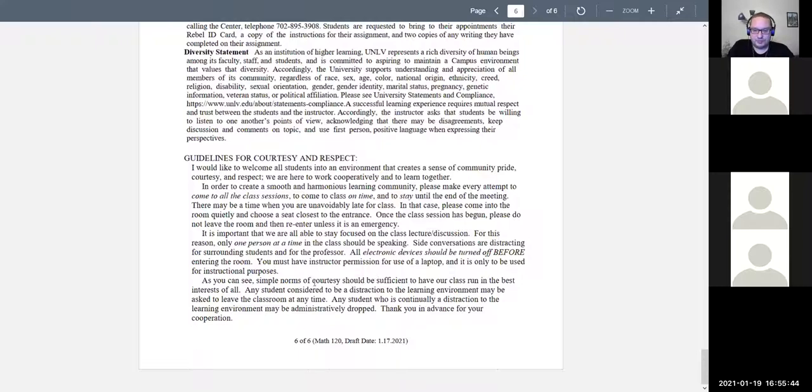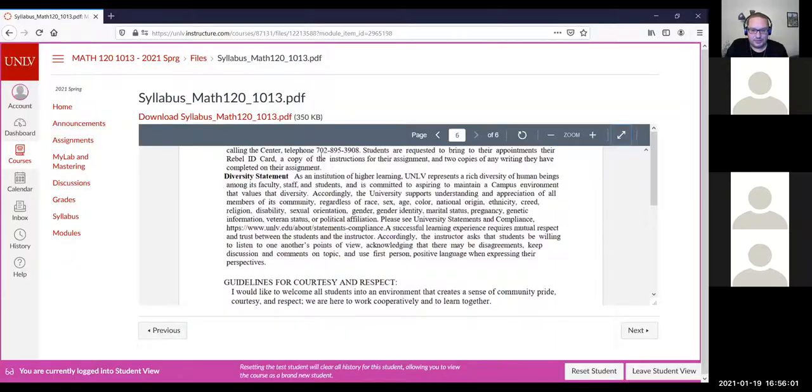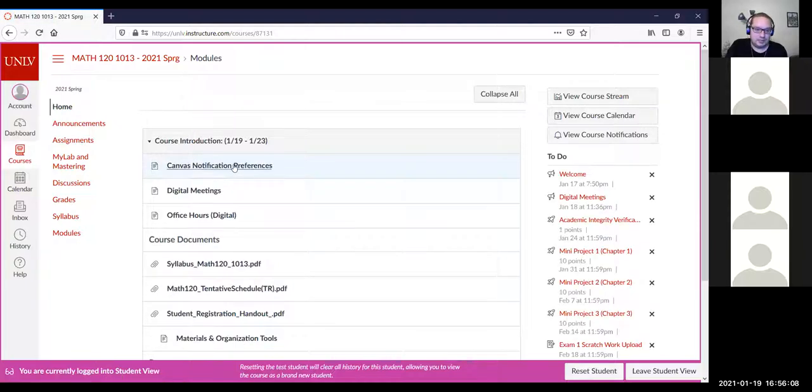As you can see, simple norms of courtesy should be sufficient to have our class run in the best interest of all. Any student considered to be a distraction to the learning environment may be asked to leave the classroom. Well, again, that's more vital to the in-person courses. Okay, so that is the syllabus. Let me go back to the module here. There's a little bit more that I want to discuss.